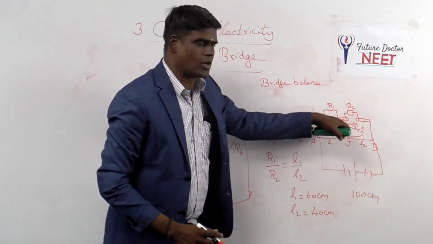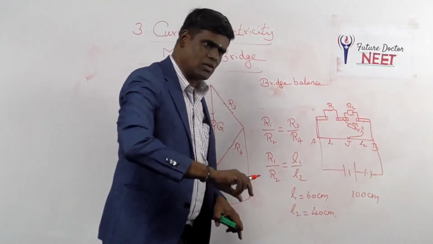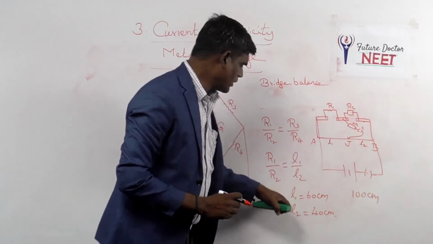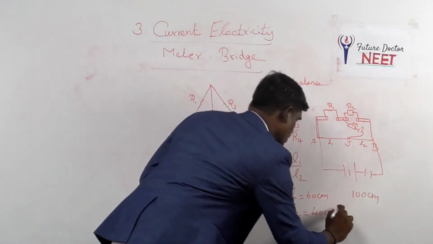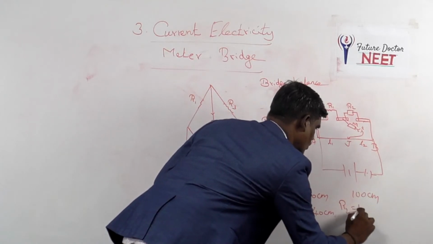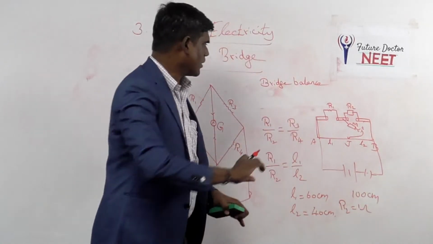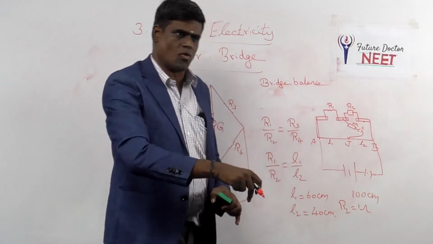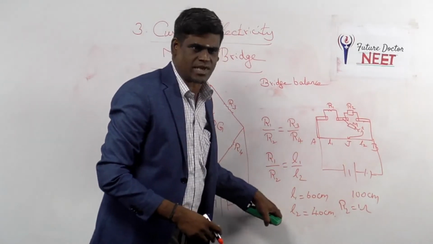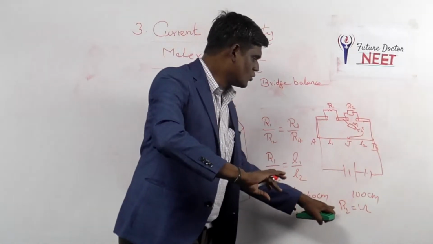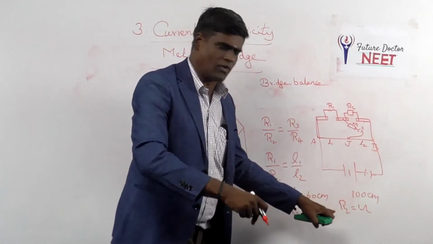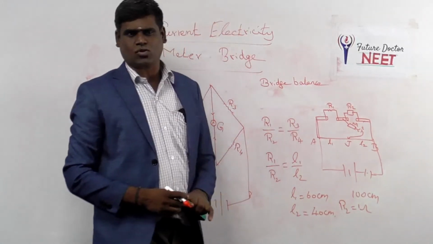And R2 you are only giving. First we are giving 1 ohm. Then note down L1, L2 with R1. Okay, R2 equals 1 ohm, for example. Then adjust the resistance to 2 ohm. Then L1, L2 will change. Note down the L1, L2. And adjust R2 to 3 ohm, 4 ohm, 5 ohm. Note down the different L1, L2 values.